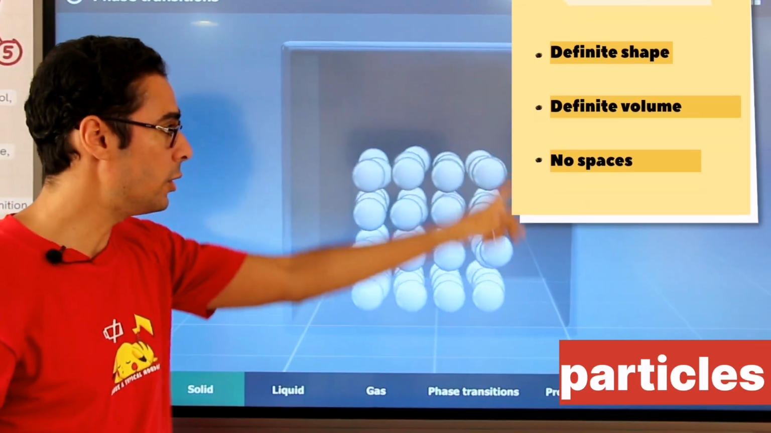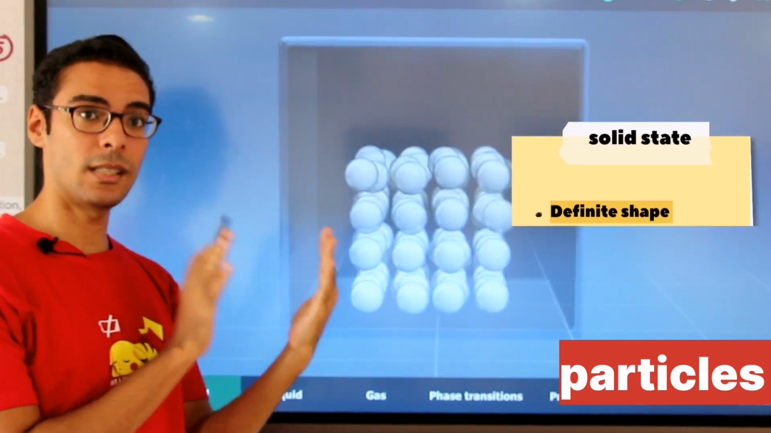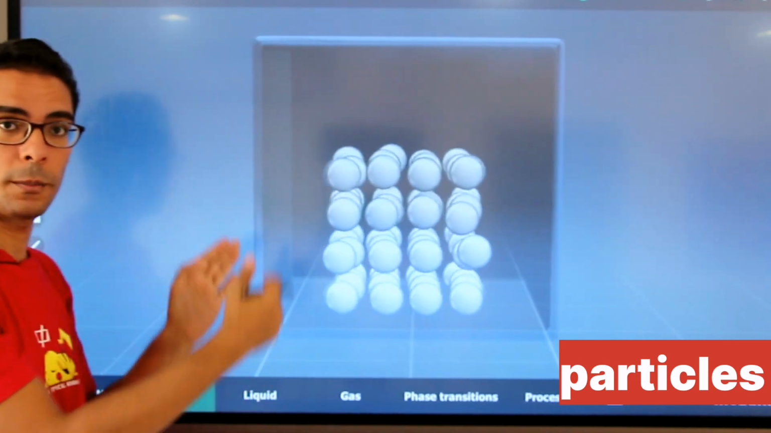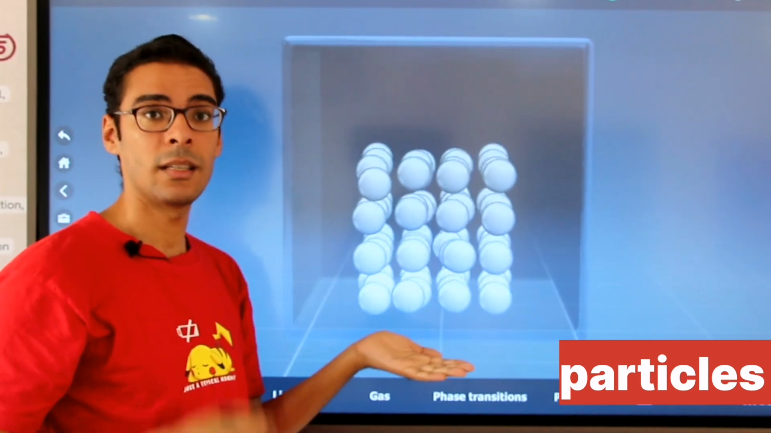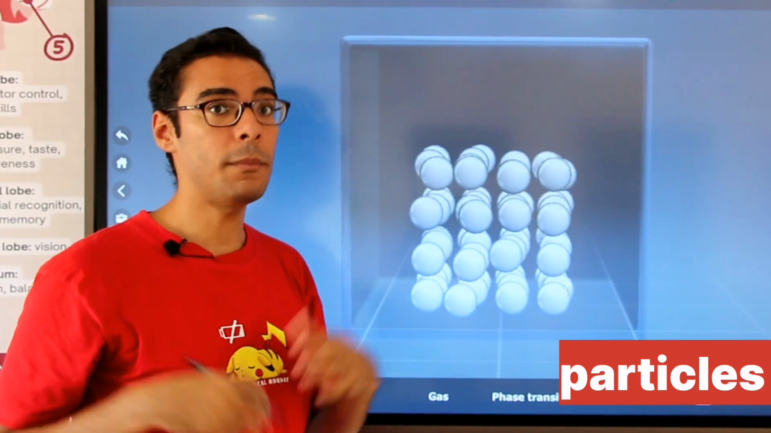They don't have spaces to move, so their shape is not changing. Also the volume, look here. The volume of the particles is almost the same. It is not changing even if we change the location of the solid from one place to another. The solid state stays solid with the same shape, with the same volume everywhere.